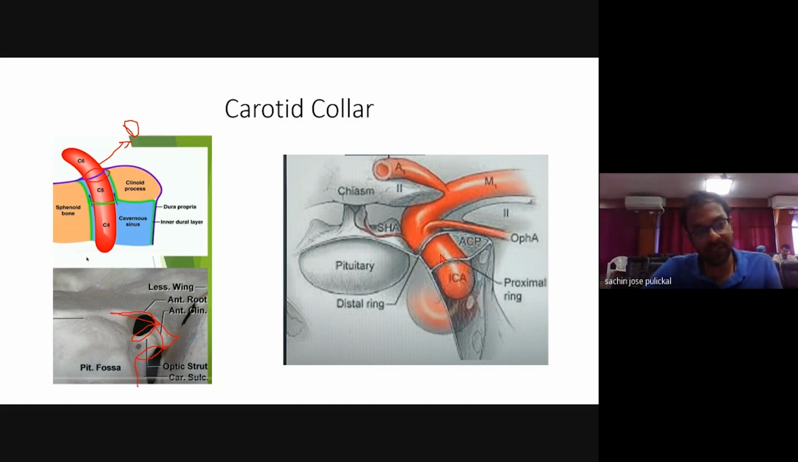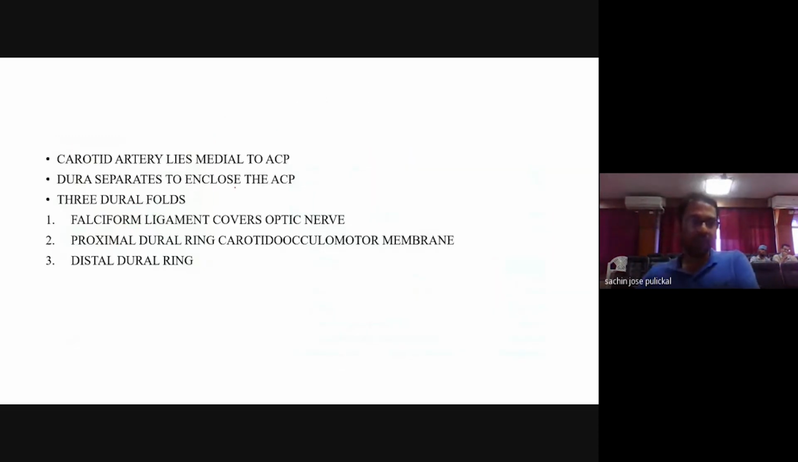The part of the ICA situated between these two is called the clinoidal carotid, and this area of dural folds is called the carotid collar. Like I told before, the carotid artery lies by the clinoid process. This is where the carotid artery lies. Like I told, the dura of the temporal lobe, when it reaches the ACP, splits into two and forms three dural folds.